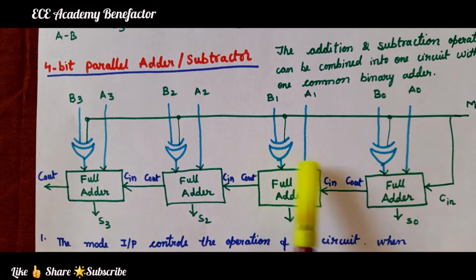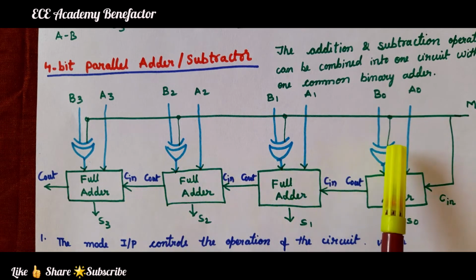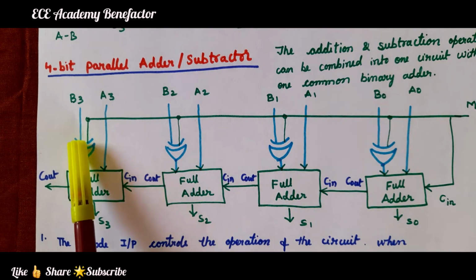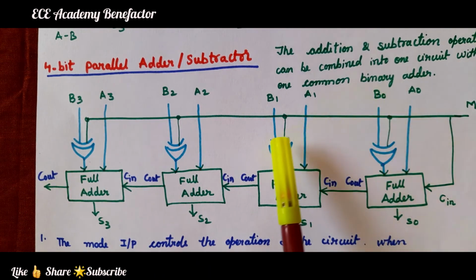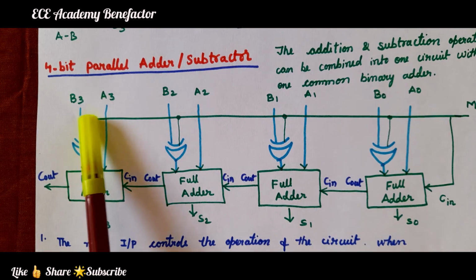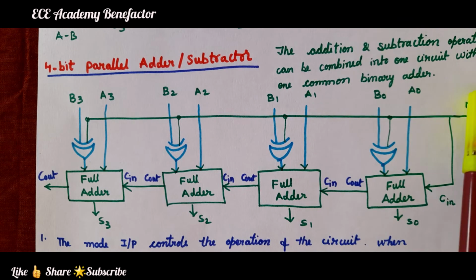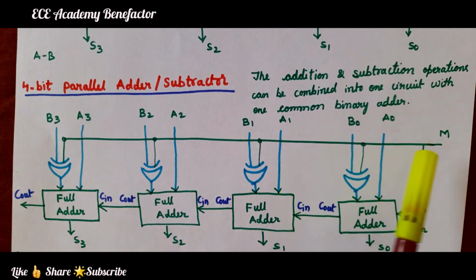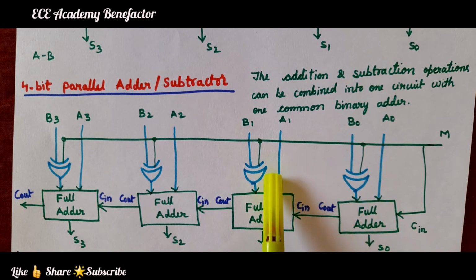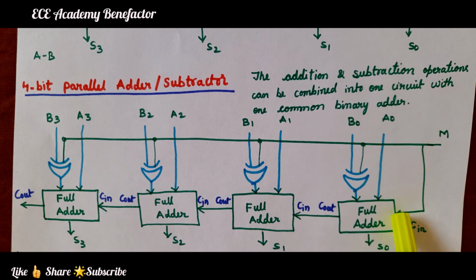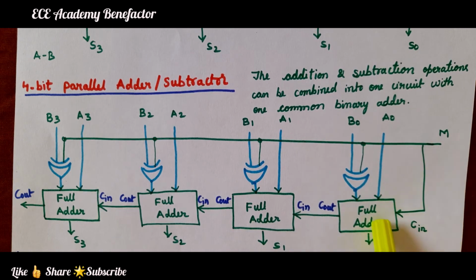So, here when we are using a common circuit, to the B input we are connecting an XOR gate. One input of the XOR gate is connected to B0, B1, B2, B3. Another input of the XOR gate is connected to the control input. So, M is known as the control input, the mode input. This mode input will control whether the circuit will be used as an adder or a subtractor. And this control input M is also connected to the carry input of the first full adder.